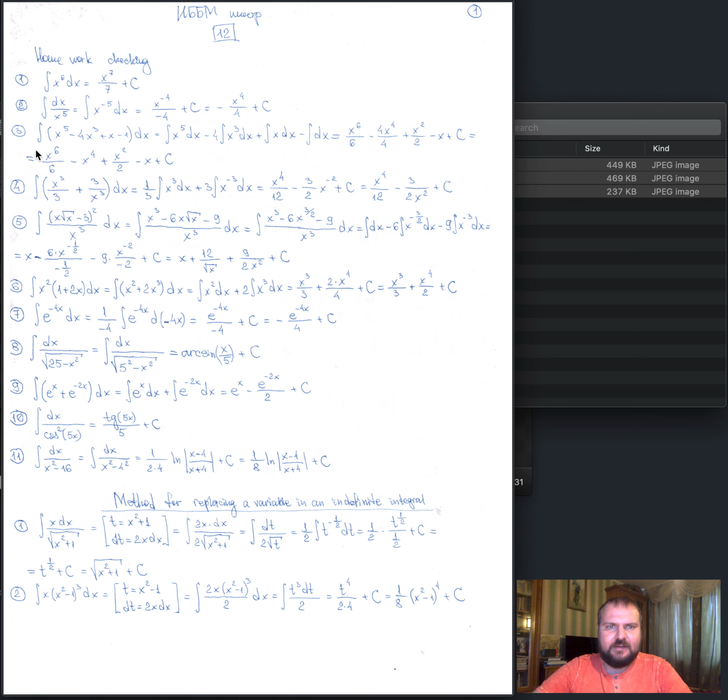The third example. Integral from the bracket x in 5 minus 4x in cubic plus x minus 1 dx. It may be rewritten as four separated integrals. Integral x in 5 dx minus 4 integral x in cubic dx plus integral x dx minus integral dx.